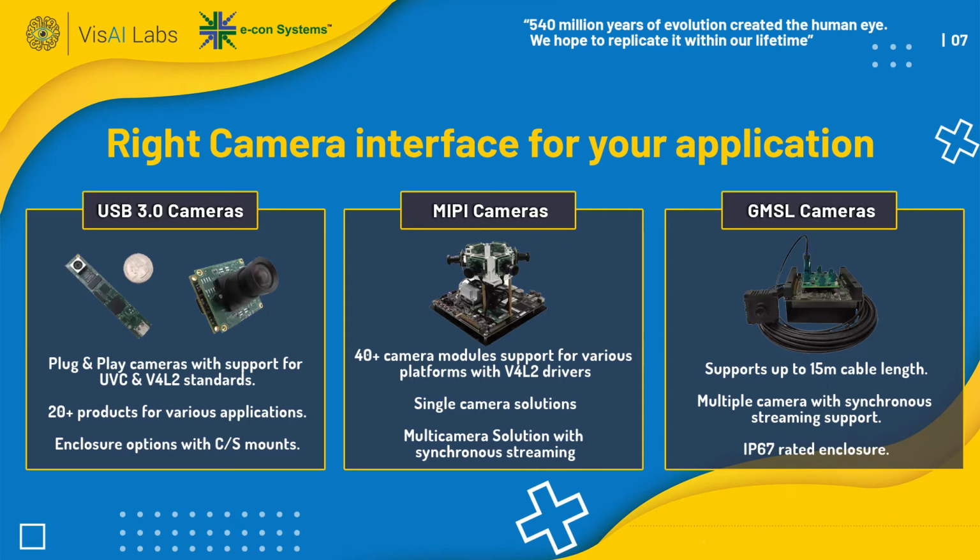If you look at our product portfolio, we have a wide range of cameras in USB 3.0, MIPI cameras, GMSL cameras. You can choose the off-the-shelf camera, which already has an image signal processor built into it, and you have a wide range of interface options as well. To start with, you can go for a USB 3.0 camera and start your evaluation.